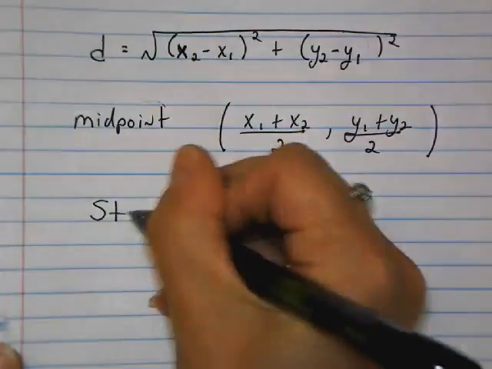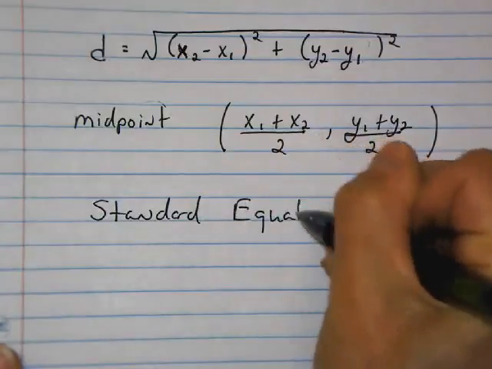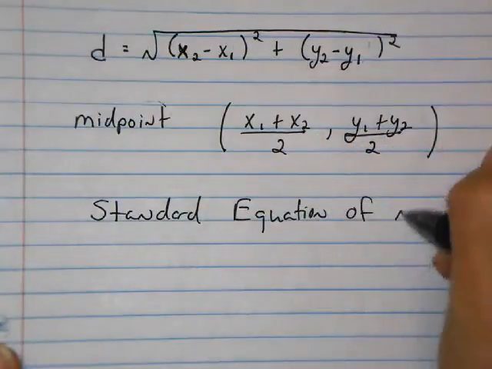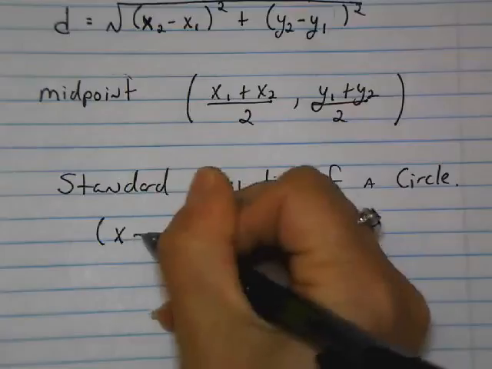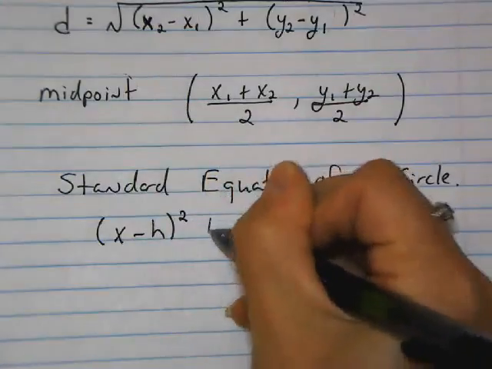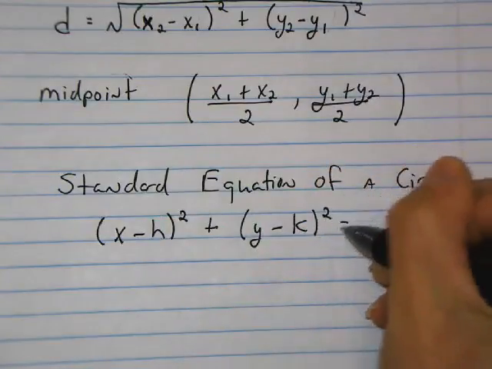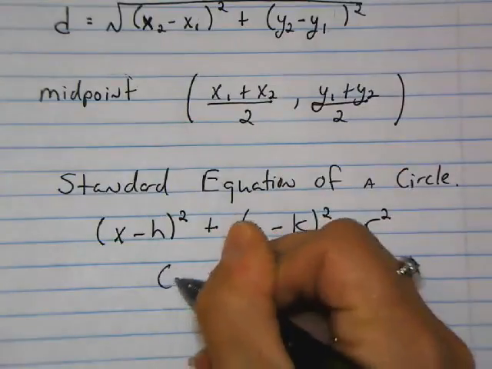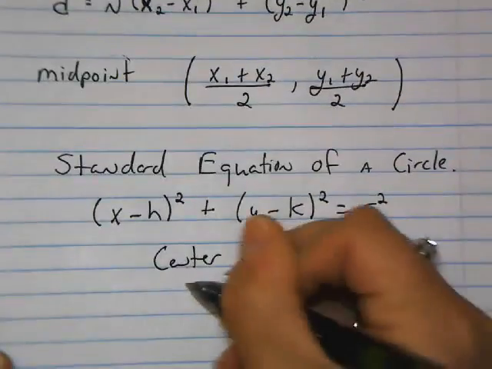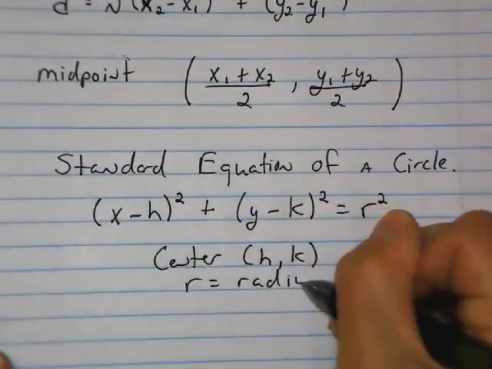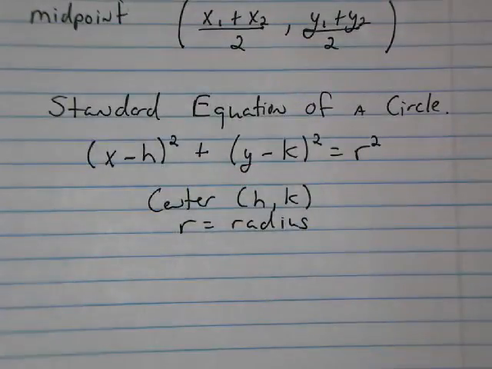And the last one is your circle formula. So this is the standard equation of a circle. X minus h quantity squared plus y minus k quantity squared equals r squared, where your center is at (h, k) and r represents the radius. And this was a formula that you guys used in geometry. So we'll talk about all three of these formulas today.